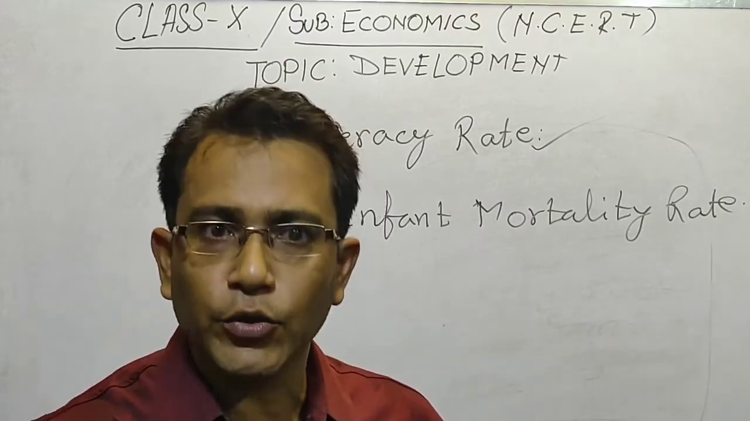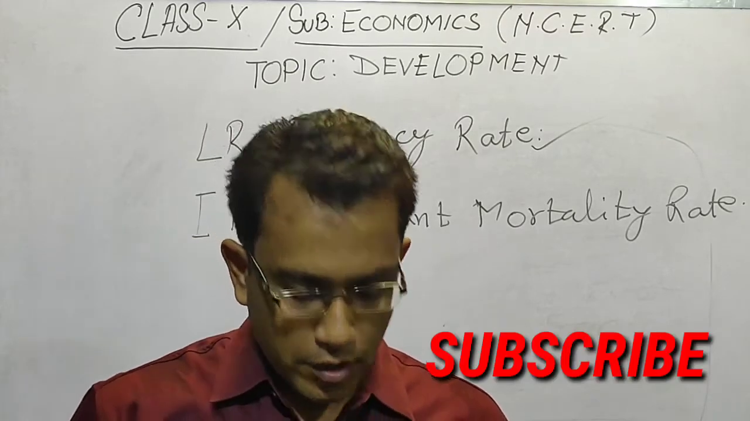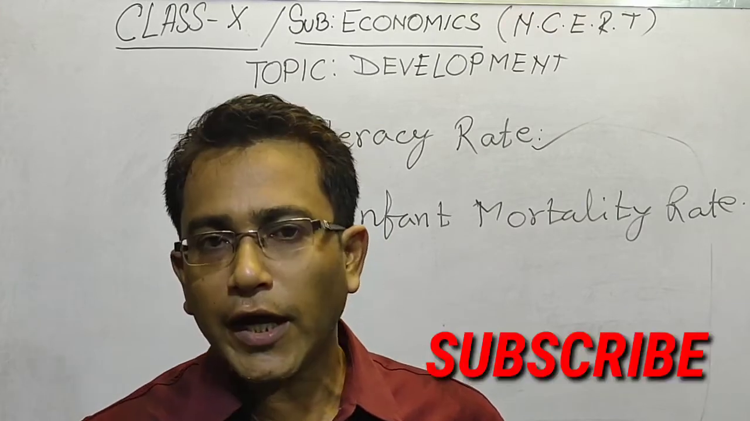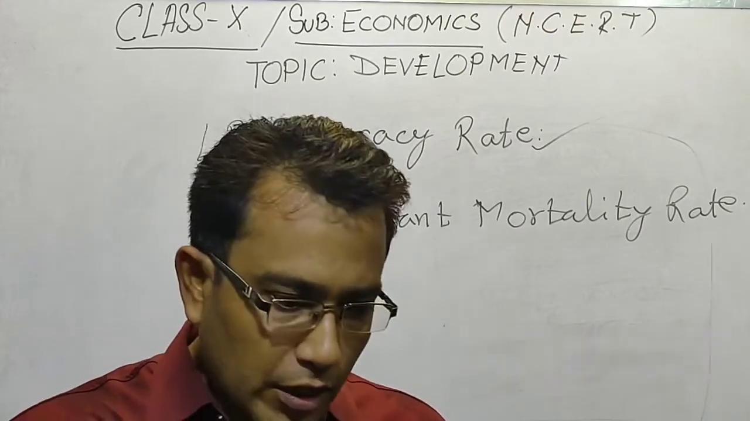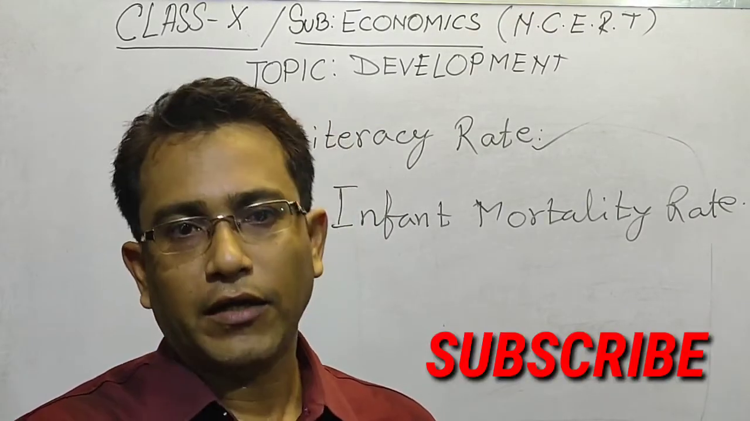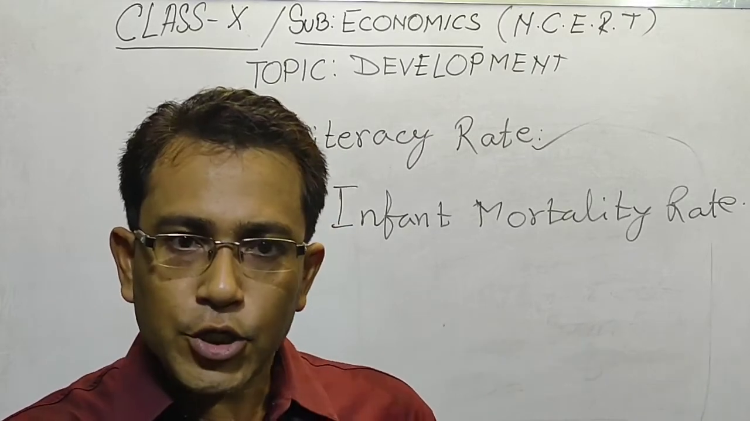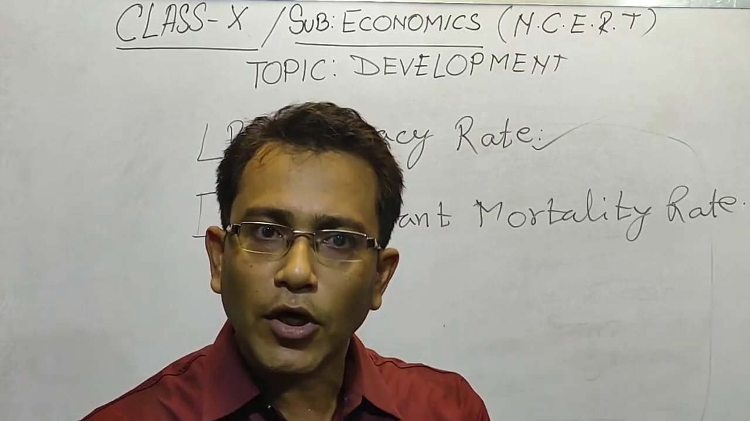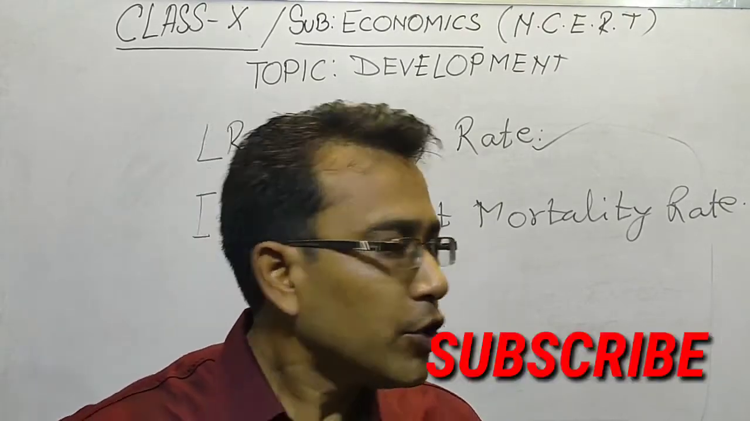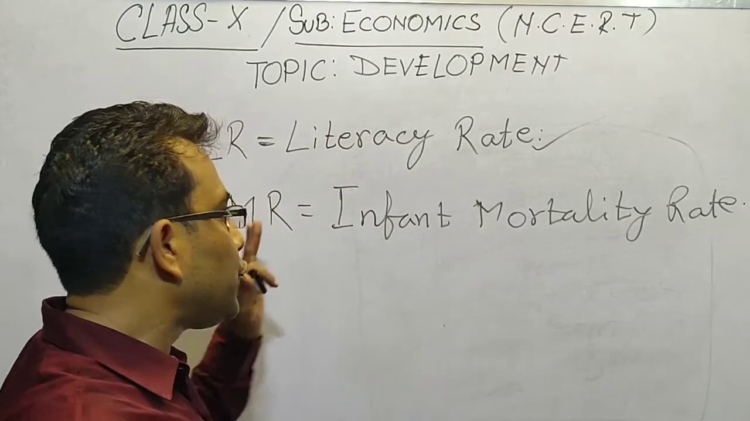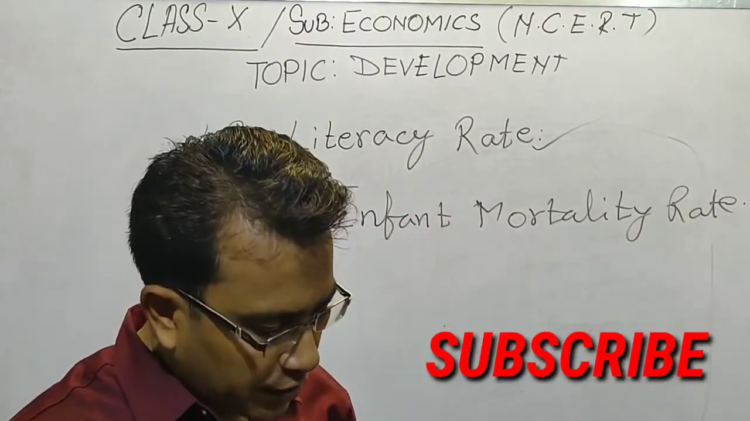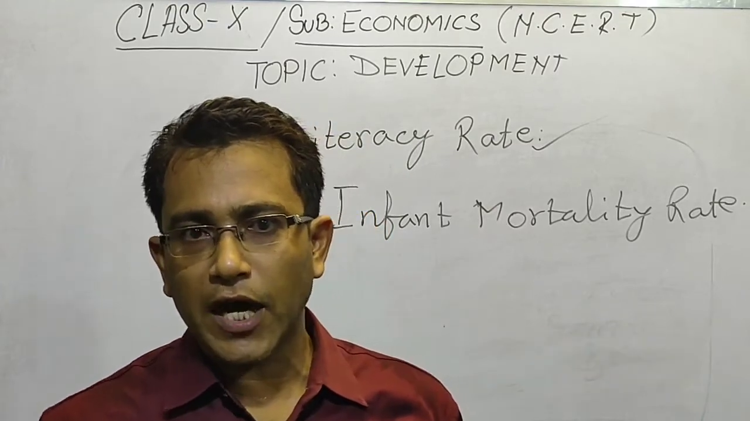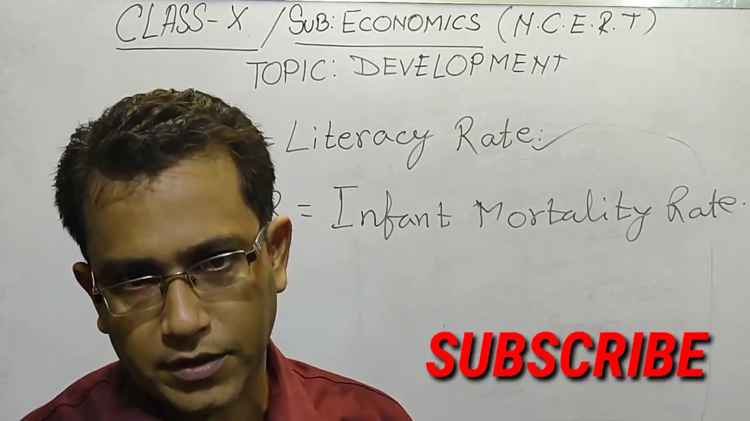It is related to health. Because I told you earlier, along with your income, education and health, there are other points that should be considered to decide whether a country is developed or not or developing. So this is the health issue. Infant mortality rate means the number of children who die in a particular time per thousand live births.